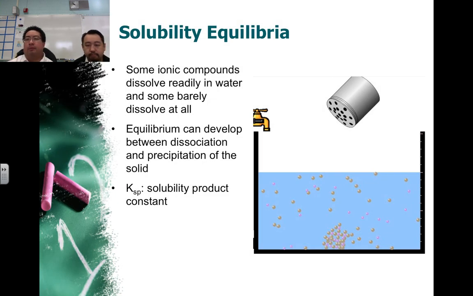There's not only chemical equation equilibrium, there's also solubility equilibrium. Sometimes we have compounds that completely dissolve in water, some that partially dissolve in water, and some that really don't at all. With some of these partially or non-soluble compounds, an equilibrium can develop between the particles in solution and the solid that didn't dissolve in the first place.